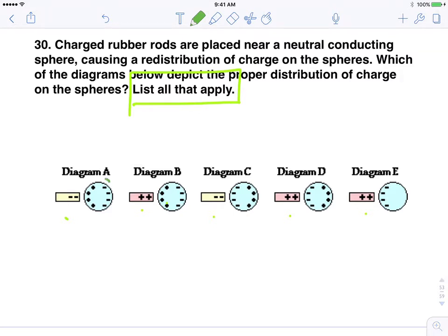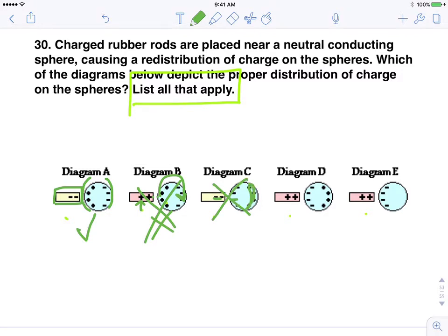Well, we have all the negative on this side, and we have positives on this side, and we have a negatively charged object here. So yes, this is correctly distributed. We have a positively charged object here, and since positive and positive repel, that is not what would happen. This is not correct. Those positive charges would be on this side because like repels and opposites attract. And again, here we have negative and negative. This is incorrect. The negative should be on this side.